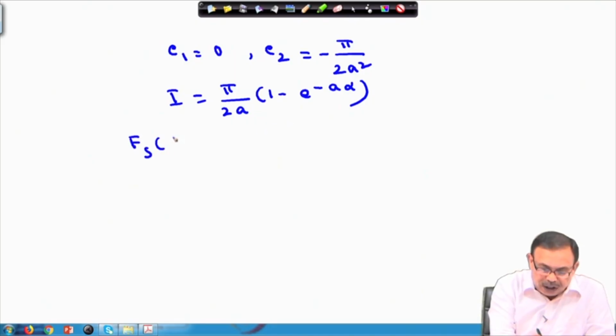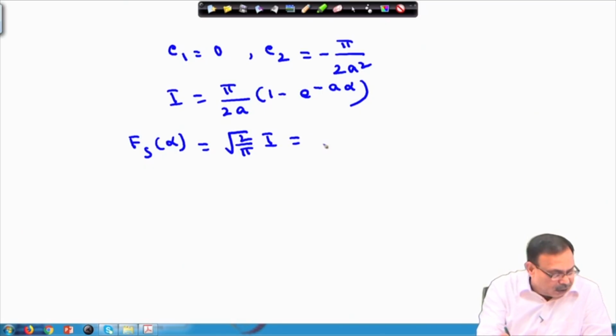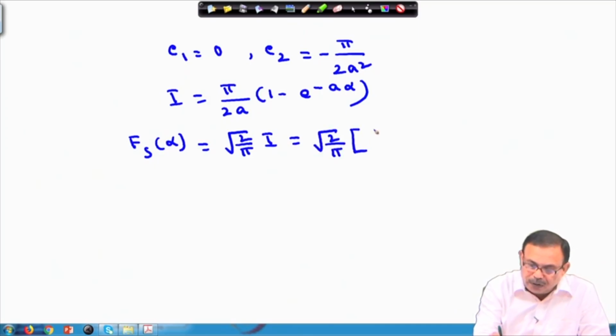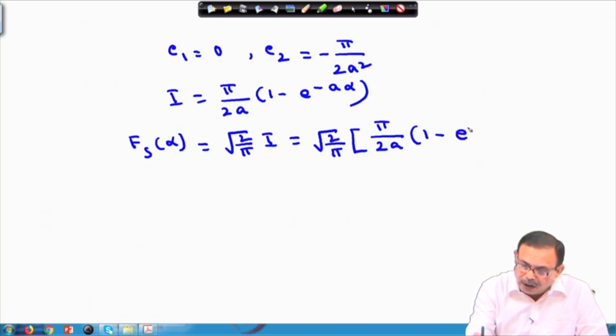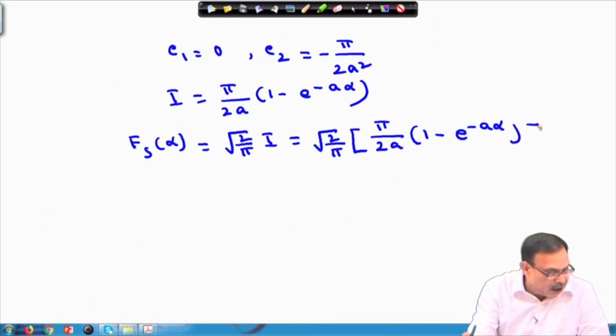So, the Fourier sine transform of f(x), capital F_s(α), is nothing but root of 2/π into I, and if you put the value of I over here, you will obtain root of 2/π times π/2a² into (1 minus e^(−aα)).